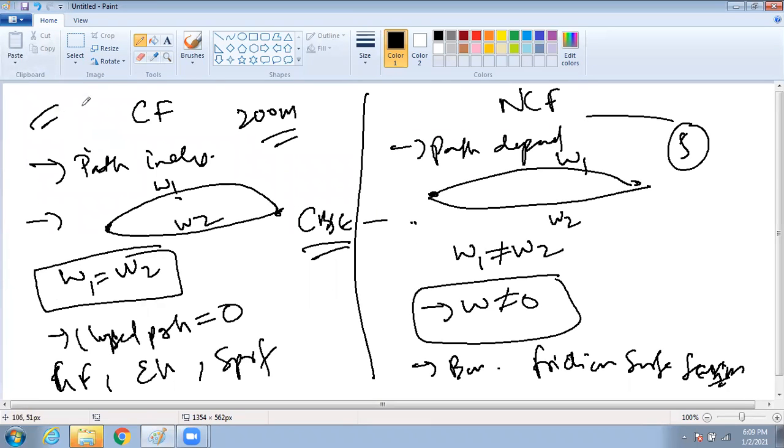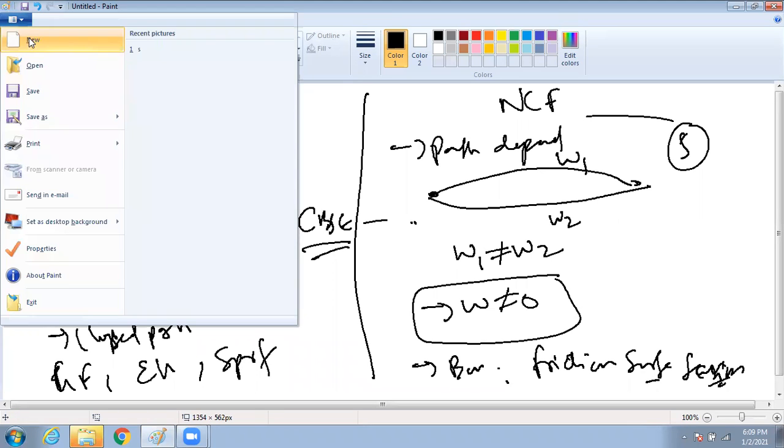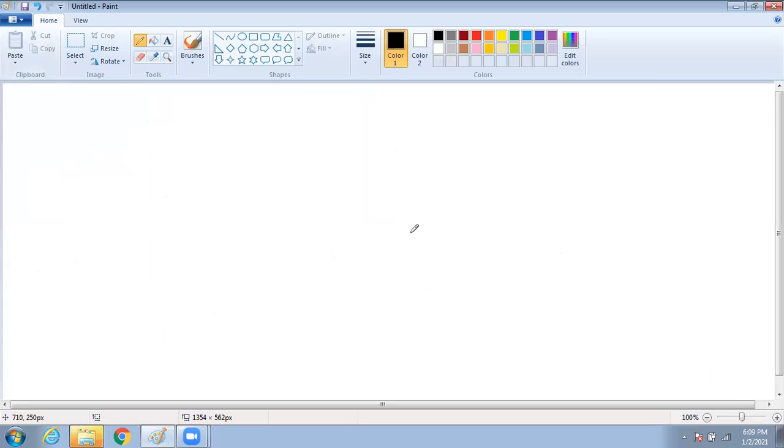Okay, have you written down this point? Shall I go ahead? Sir, what are the examples for non-conservative forces, sir? Friction, surface tension, buoyancy. Okay, sir. You can erase it, sir.